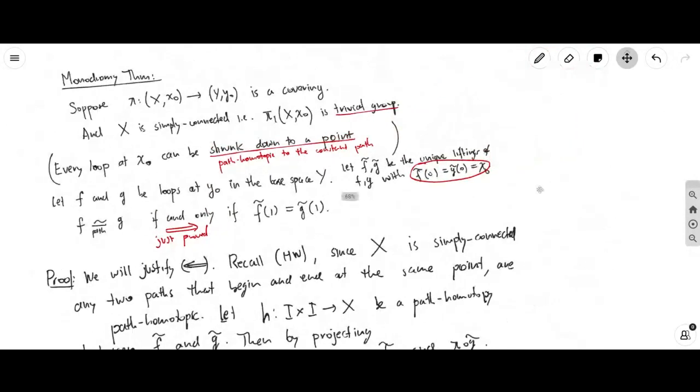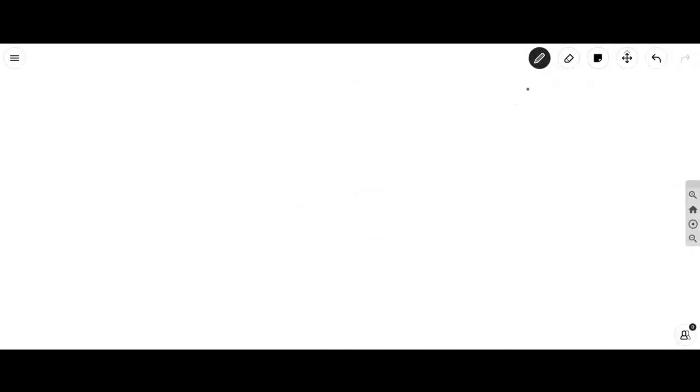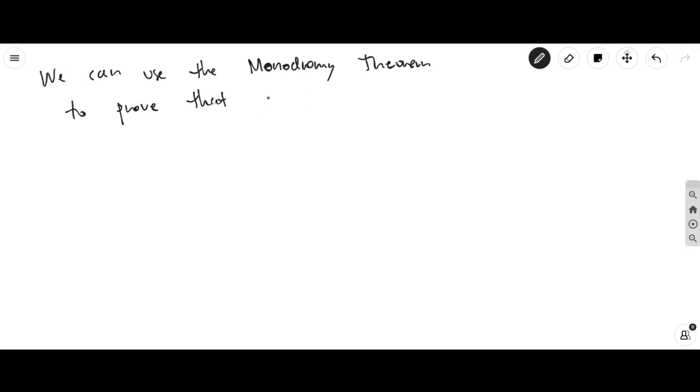And with the monodromy theorem, we can now prove something that's a little bit funny, but we've technically never proved this yet. We can use monodromy to prove that the circle S1 is not simply connected.